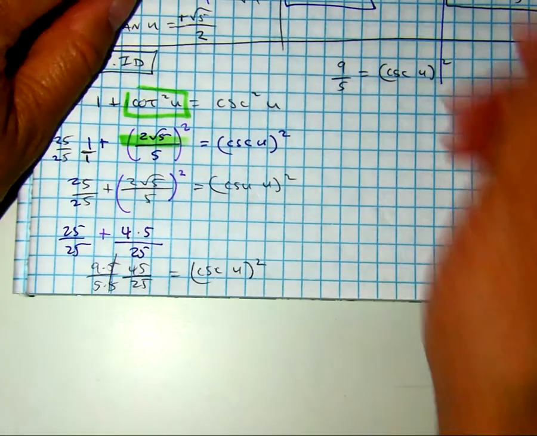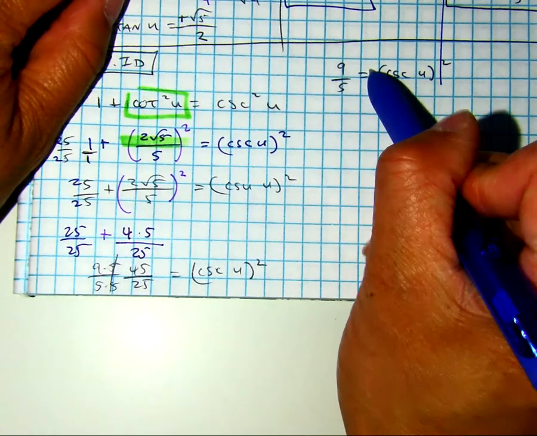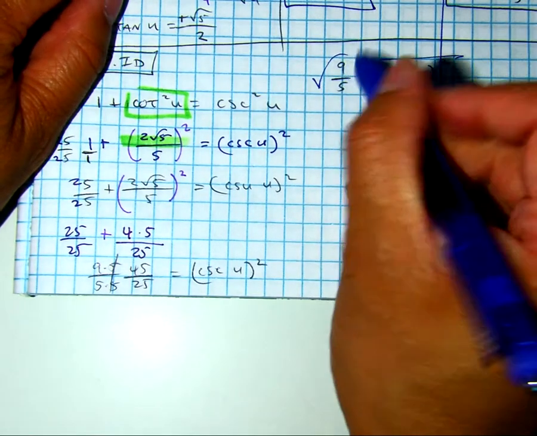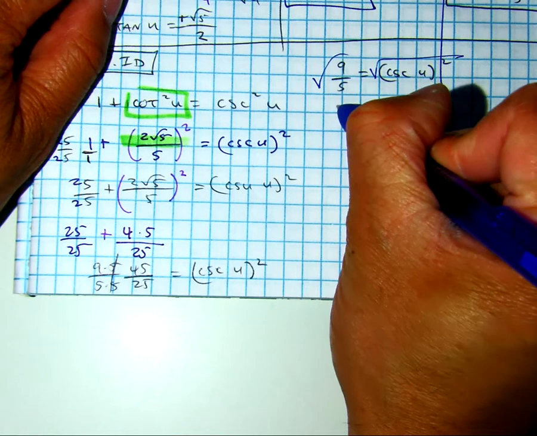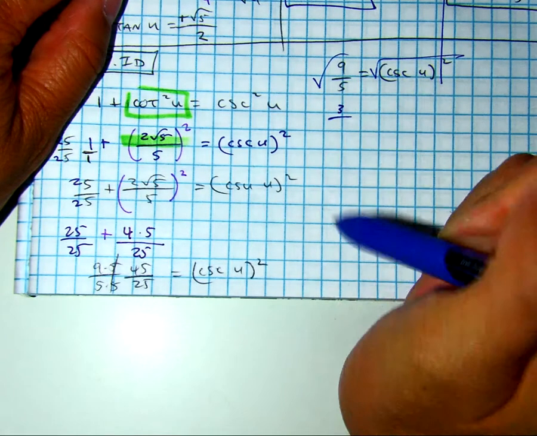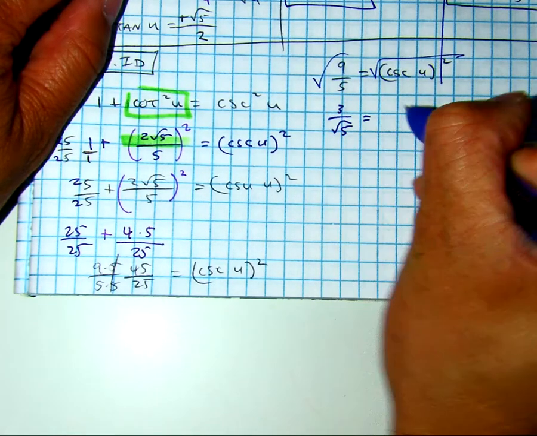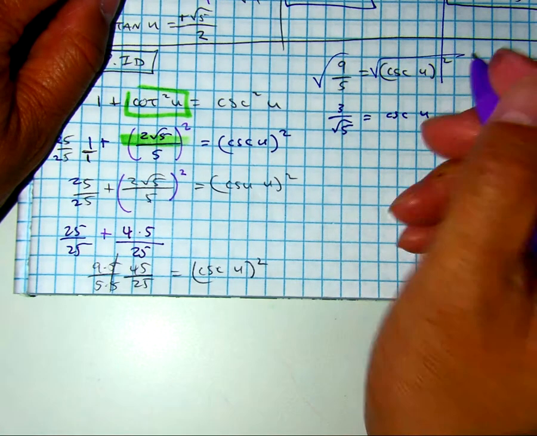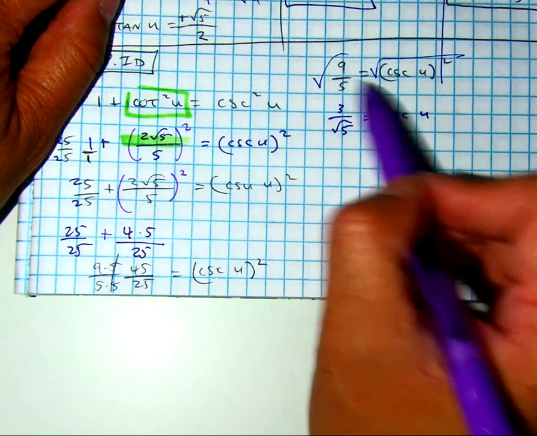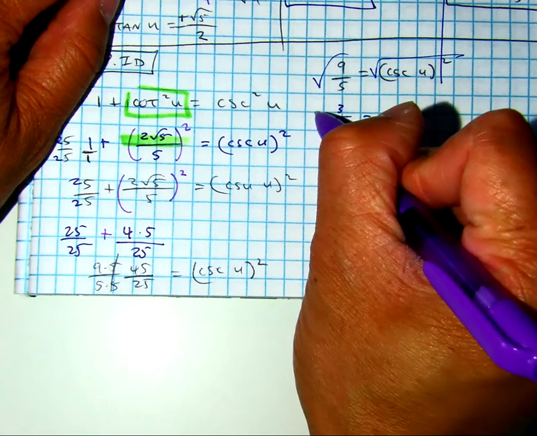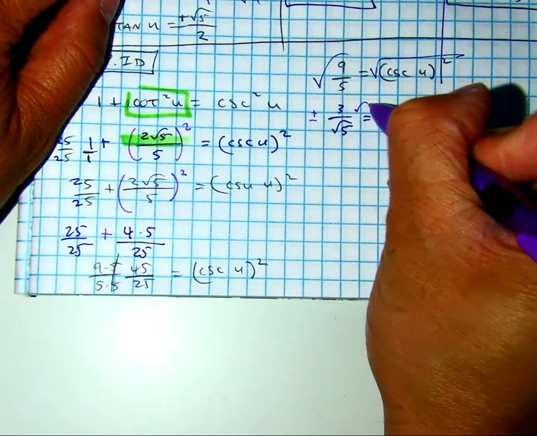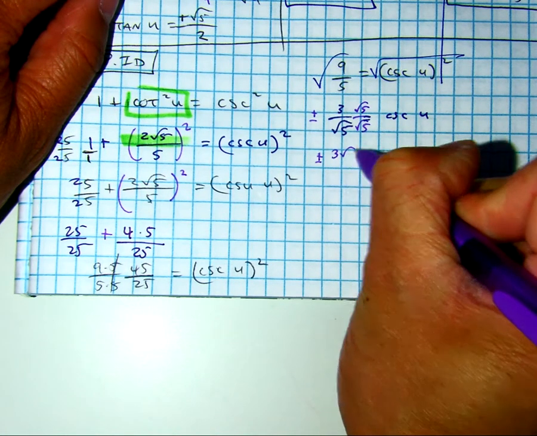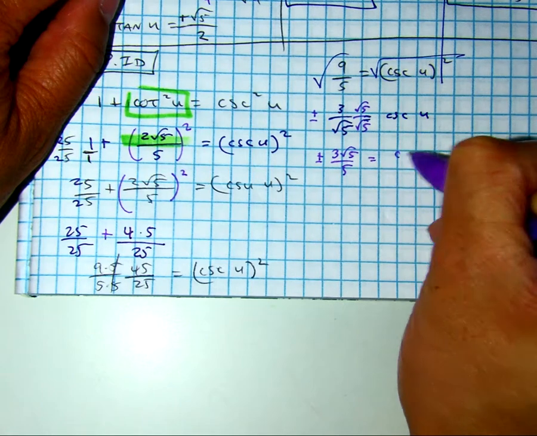And then just to find cosecant, I'm going to take the square root. Square root of 9 is 3. Square root of 5. And remember, when you take the square root, you have plus or minus. So we'll come back to that. And I'm going to rationalize. So my answer is plus or minus 3 radical 5 over 5 equals cosecant.